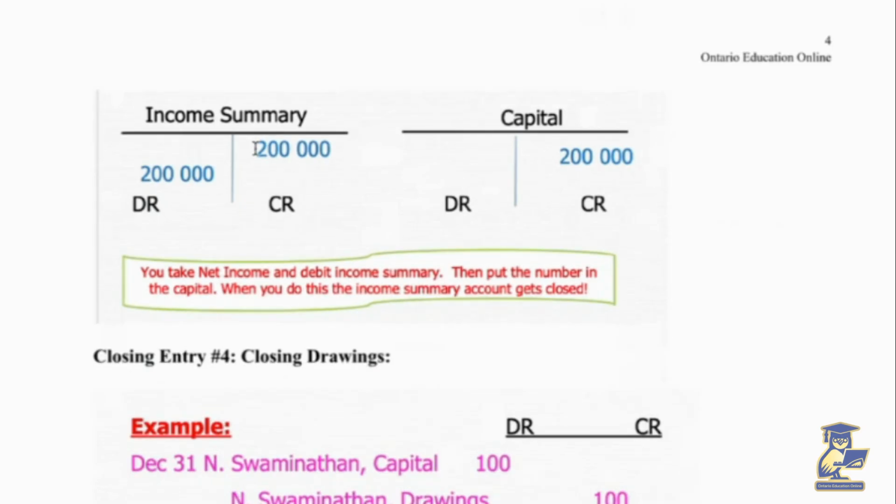Okay, so here is what the T accounts would look like. When you take net income and debit income summary, then put the numbers in the capital. When you do this, the income summary account gets closed.